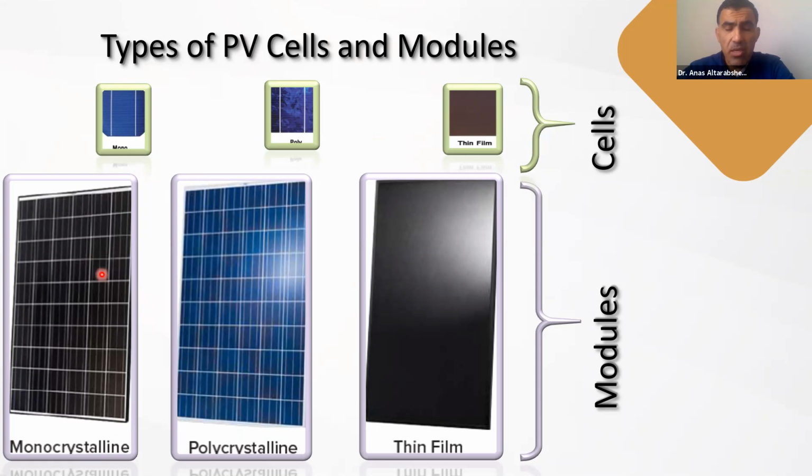So in the monocrystalline, the atoms are very well arranged. I mean, in all directions, in the X, Y, and Z directions, all the atoms are very well ordered, and even the length between the atoms is the same. The strength of the bond between the atoms is the same as well. So this is why we get the highest efficiency for this type.